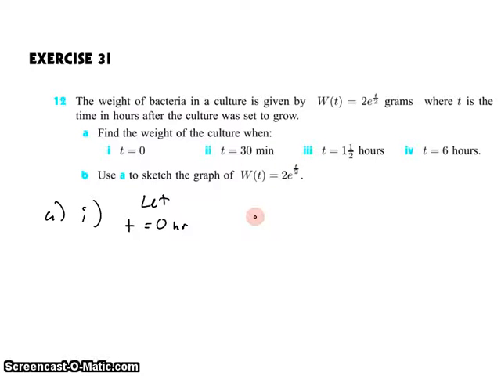If that's the case, then the weight at 0 hours is 2e to the 0 on 2 grams. Well, 0 on 2 is 0, and e to the power of 0, e is just a number. Any number to the power of 0 is 1. So we have an initial mass of 2 grams.